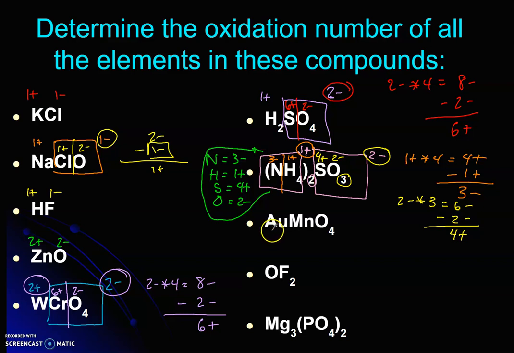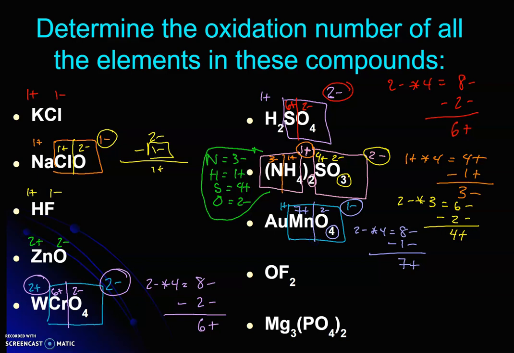Okay, now we have gold and permanganate. Okay, permanganate is a 1 minus charge, so this is gold 1 plus. Okay, then we're going to take oxygen, which is a 2 minus. 2 minus times 4 of them is going to be an 8 minus charge. Subtract our overall 1 minus charge, meaning that manganese is going to be 7 plus. Good.